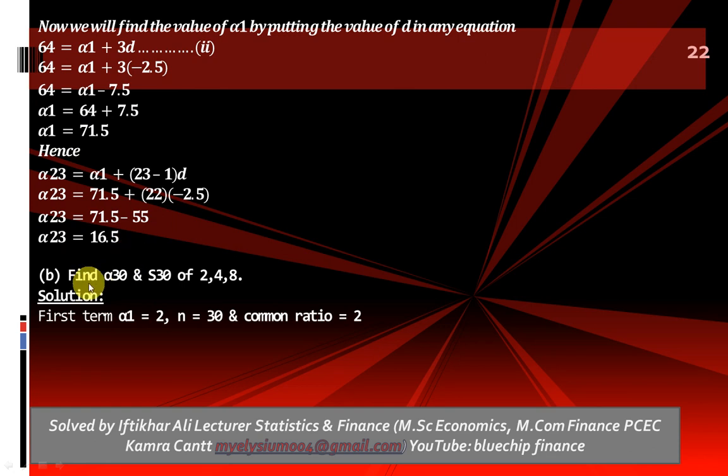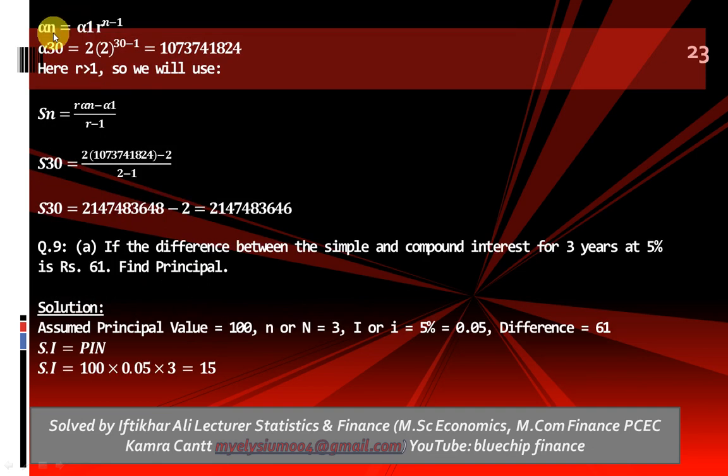Part B is to find a_30 and the sum of 30 terms of 2, 4 and 8. The first term is 2 and n is 30, because we are going to calculate the sum of 30 terms. So total terms are 30 and the common ratio is 2. After that, we should apply the formula a_n equals a_1 times r raised to the power n minus 1. So a_30 equals a_1 which is 2, the ratio is 2, and n is 30, so 30 minus 1.